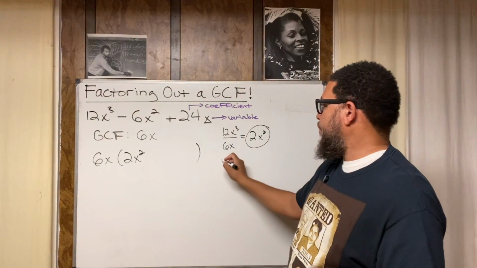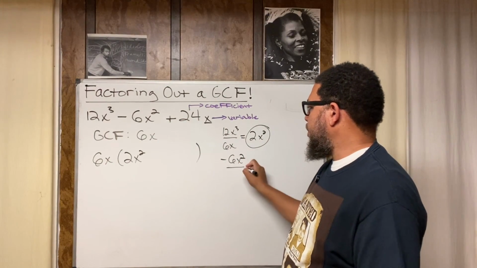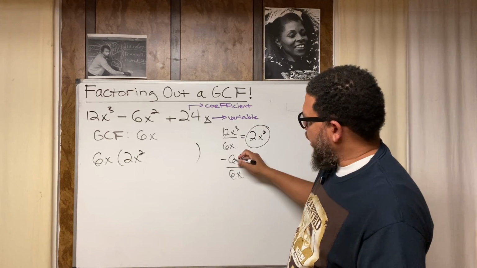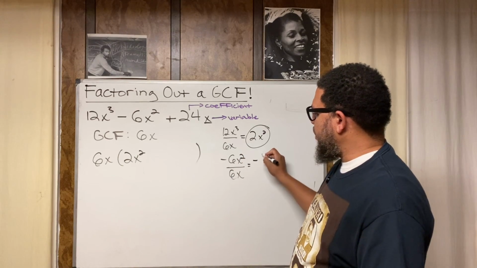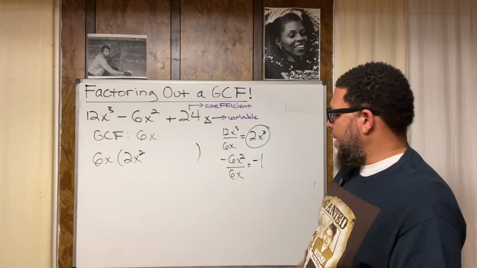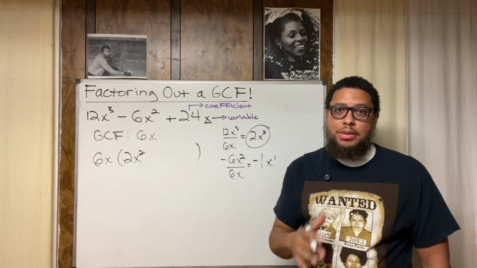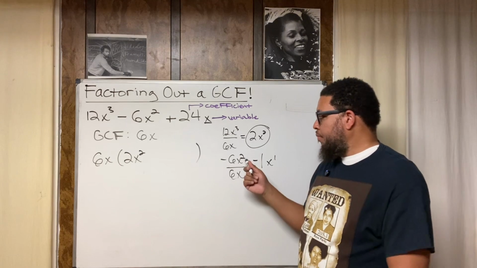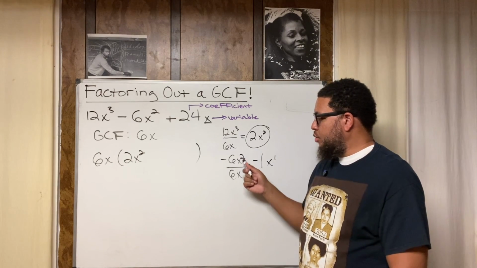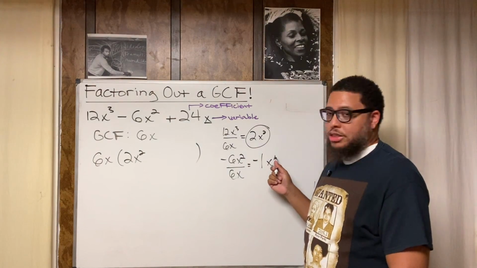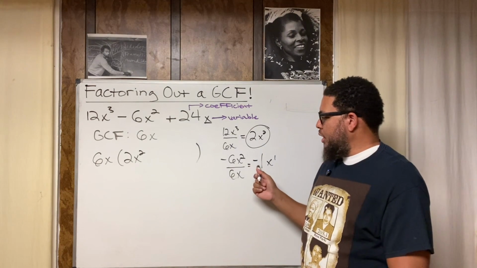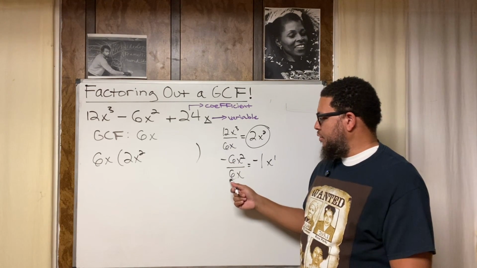So now we do negative 6x squared divided by 6x. Negative 6 divided by 6 is negative 1. X squared divided by x is x to the first power. Why? Because of the division property of exponents. Check my playlist out. 2 minus the invisible 1 is 1. That's where that x to the first came from. Where did the negative 1 come from? Negative 6 divided by positive 6.